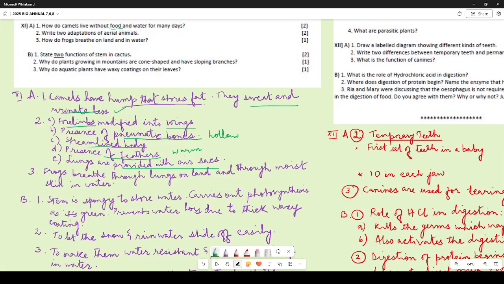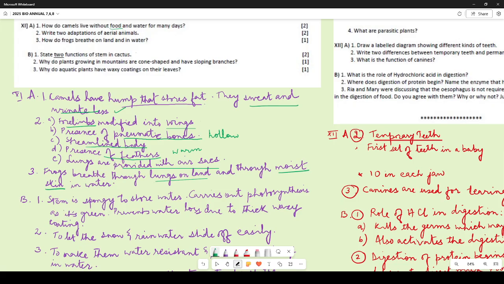Right? How do frogs breathe on land and in water? So when they are on land, they use lungs, and when they are in water, they breathe through their moist skin. Okay, so the skin becomes like their respiratory organ.